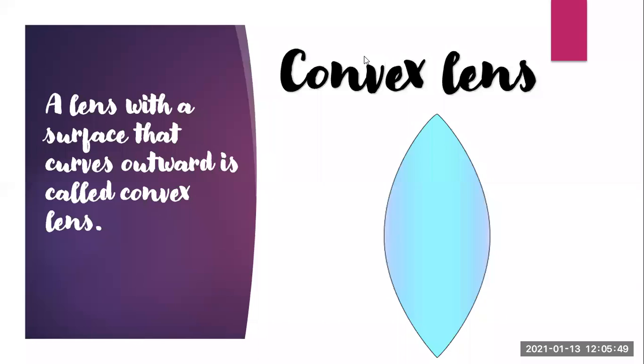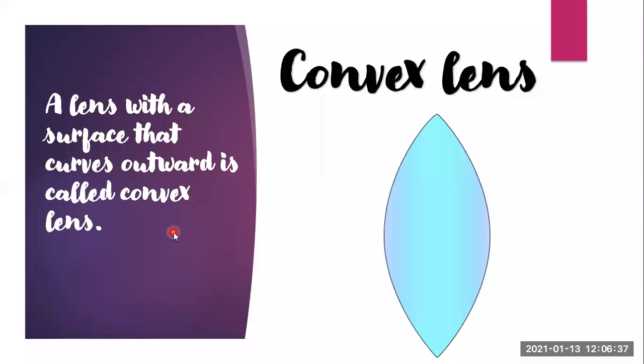Just wait, let me highlight it. Okay, now a lens with a surface that curves outward. This is a surface. This is not a plane surface. This is a curved surface, and the curve is outward, like this. Look at the screen. Look at this picture. The surface is curving outward like this. This kind of lens is called a convex lens.